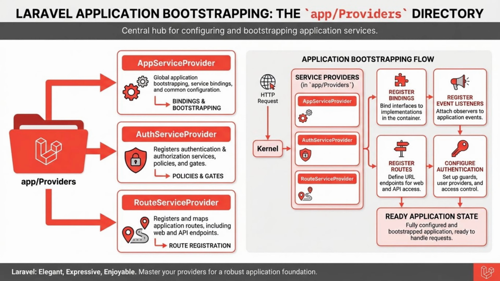The RouteServiceProvider is responsible for loading and mapping your routes. It determines how your web routes, API routes, and custom route files are registered and connected to the rest of the framework. All of these service providers work together to prepare the application to a fully ready state. Once a request comes in, the kernel triggers these providers and follows a specific bootstrapping flow.